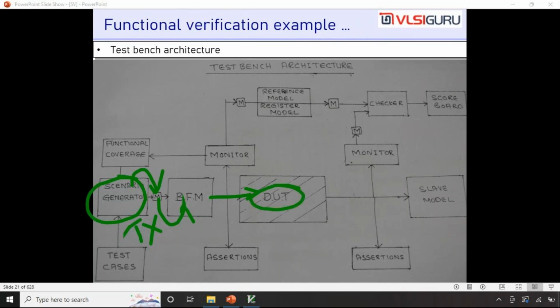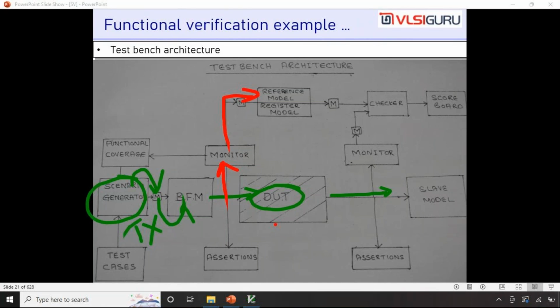Since it is the design, it gives me the actual output. If I apply this input, what should be the output? That is what it gives me. The same input that you are driving to the design will be collected by this monitor. It will give it to the reference model. You see the term reference model at the top. What is the reference model? It is the exactly equivalent replica of the DUT.